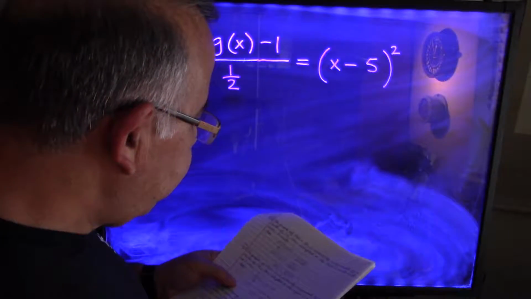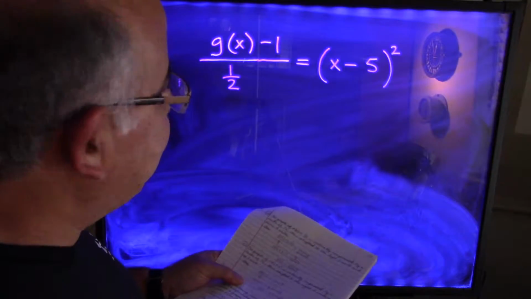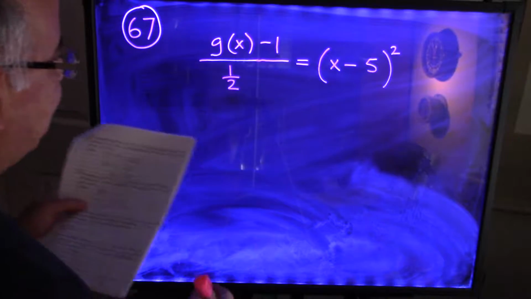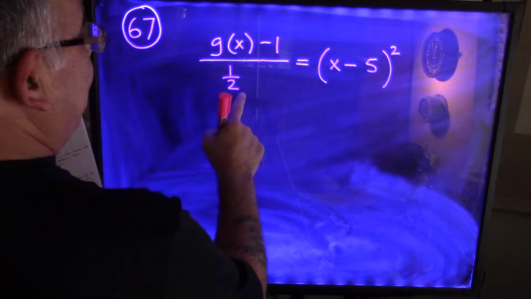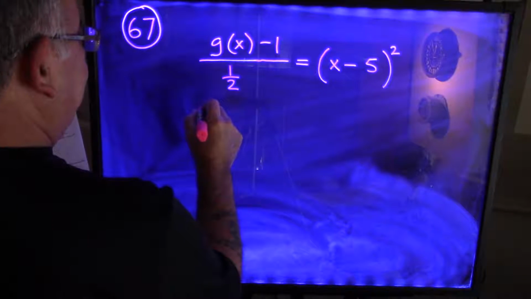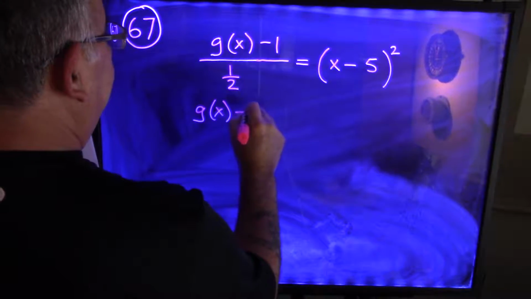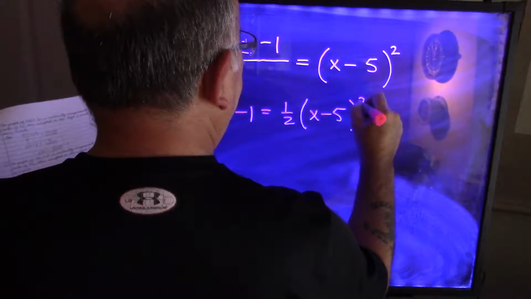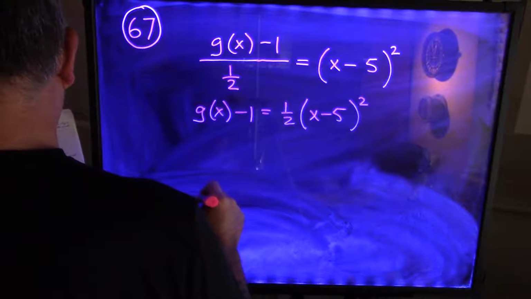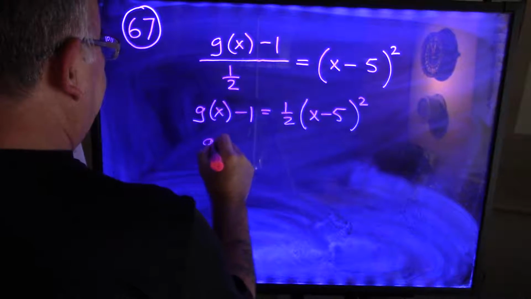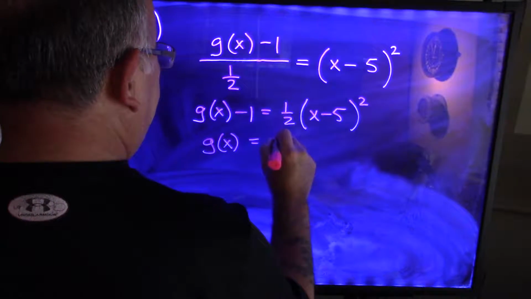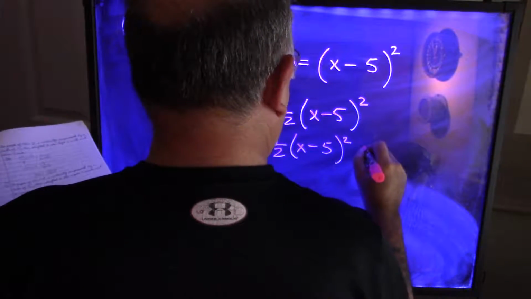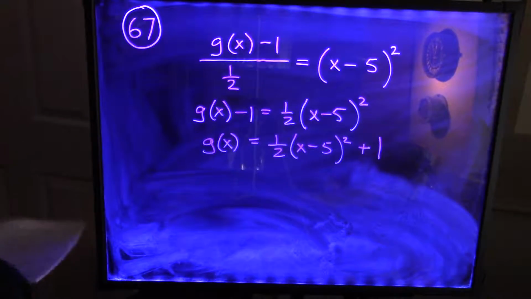So that's basically it. Now all we have to do is simplify it, massage it a little bit to get it into something that's nice to work with. So you multiply both sides by 1/2. You get g of x minus 1 equals 1/2 times the quantity x minus 5 squared. And then you can add 1 to both sides, finally getting g of x is equal to 1/2 times the quantity x minus 5 squared plus 1. So that's our final result.